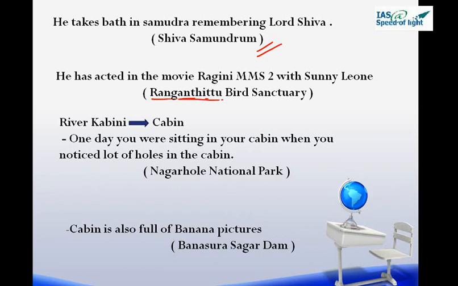It is in Karnataka, and the River Kabini, which is a tributary of River Kaveri, flows through Nagarhole National Park. Right, the cabin is full of banana pictures. Again, you are sitting in your cabin and you are seeing lots of banana pictures. You have put holes around in your cabin, so from banana it becomes Banasura Sagar Dam. So Banasura Sagar Dam again is on River Kabini, which is a tributary of River Kaveri.